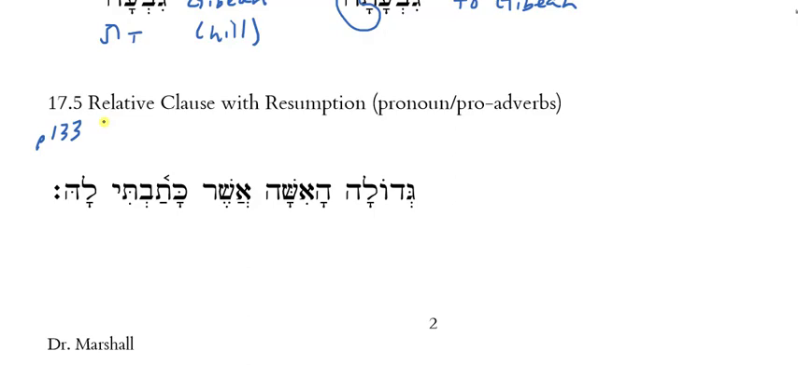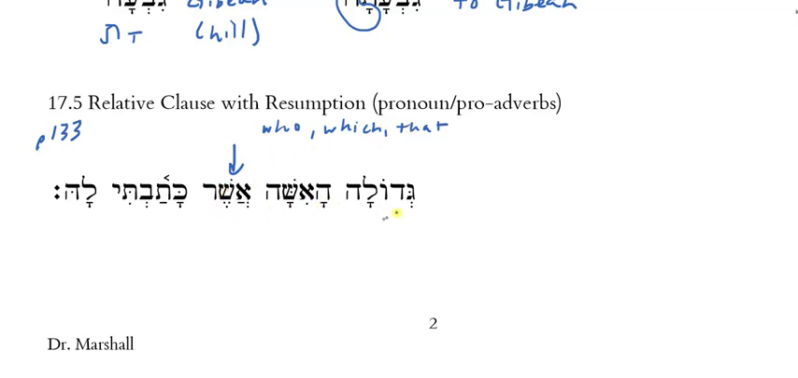Let's remind ourselves about relative clauses in Hebrew. Relative clauses begin with the word asher in Hebrew, right? Asher. And whenever we see an asher, we know that a relative clause is there. We're going to begin our translation of the relative clause with who, which, or that. This is the man who came to dinner. This is the dog that bit my foot, and so forth.